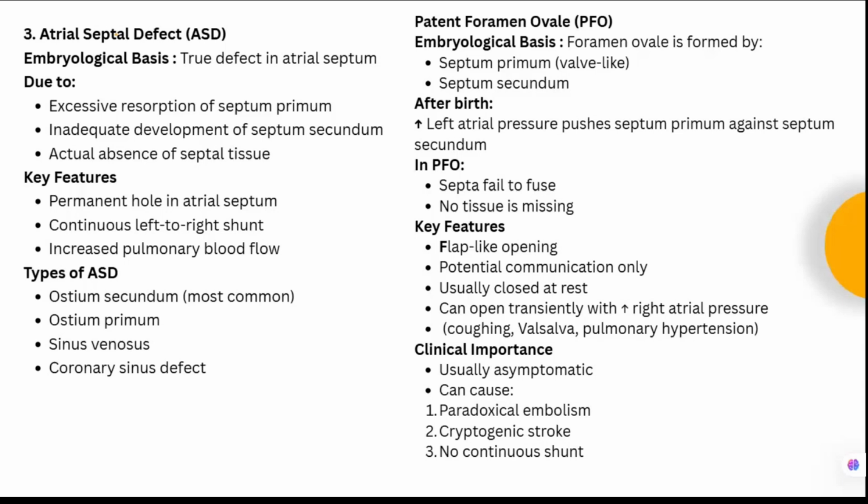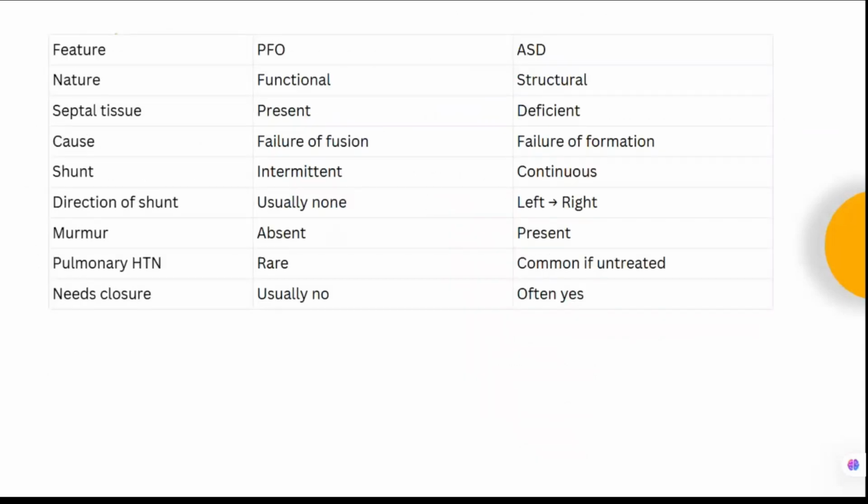Okay. So the key feature is that a flap-like opening is there, potentially communication only, usually closed at rest, but it can open transiently with increased right atrial pressure, such as coughing, Valsalva, pulmonary hypertension can happen. Okay, and clinical importance, mainly it may be asymptomatic. It can cause paradoxical embolism, then cryptogenic stroke, and there is no continuous shunt. In PFO, patent foramen ovale, there is no continuous shunt. Okay, so this is the difference between the patent foramen ovale and the atrial septal defect.